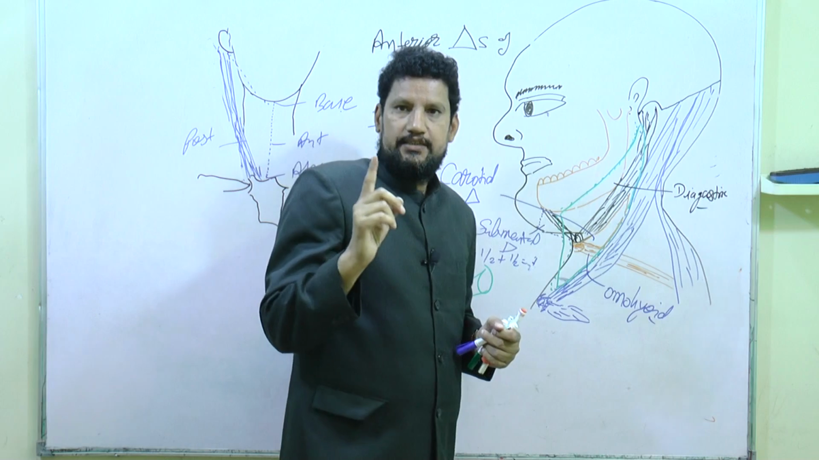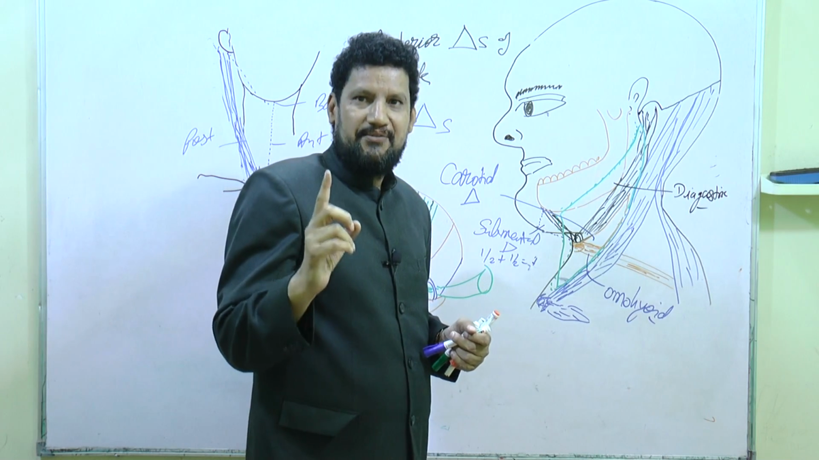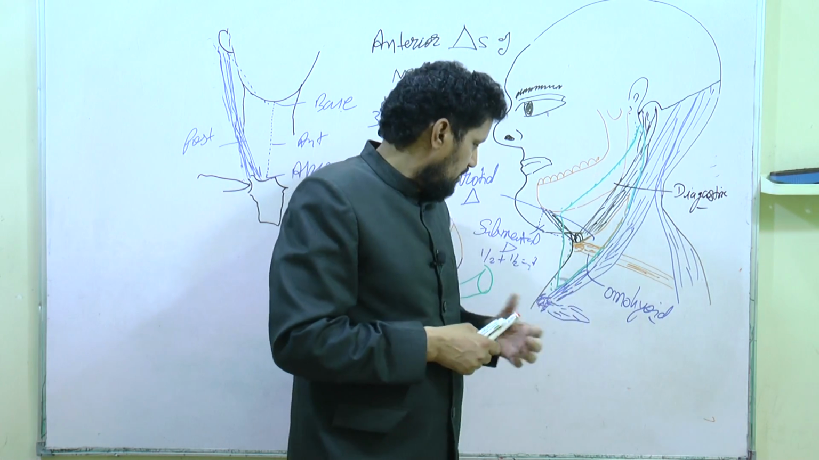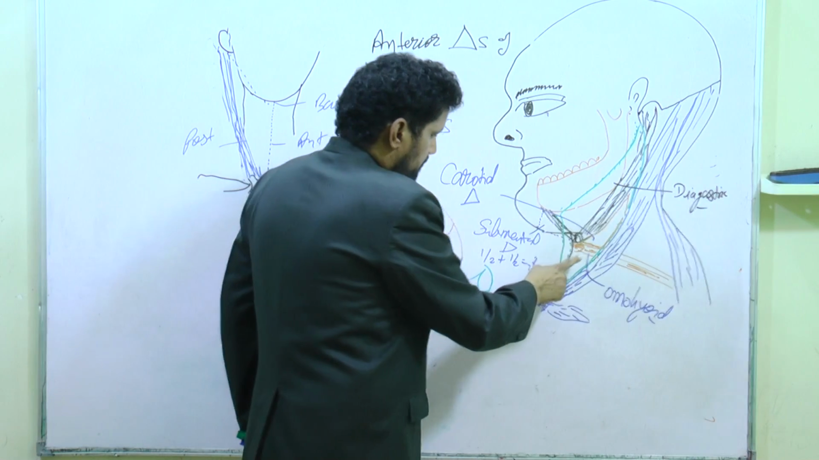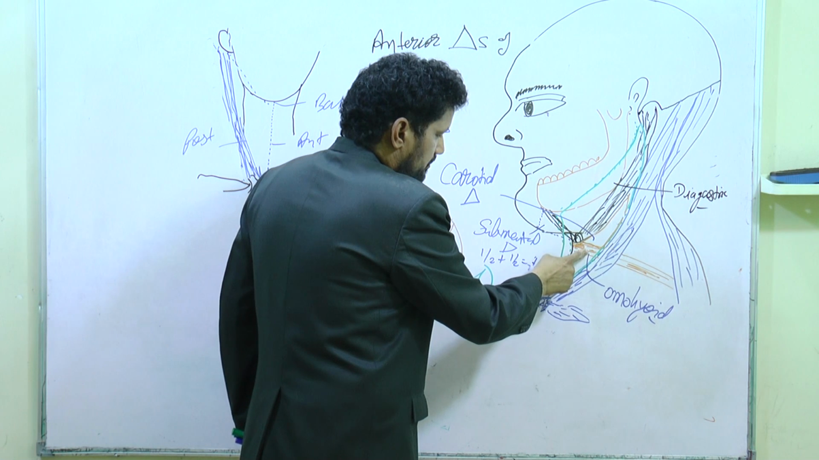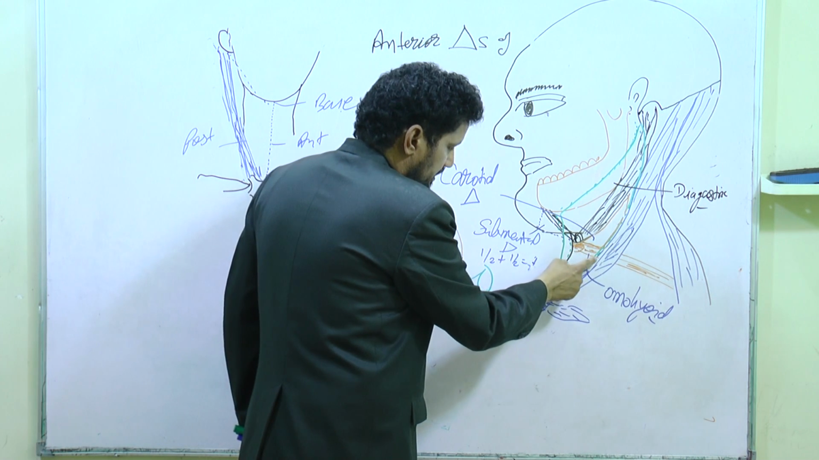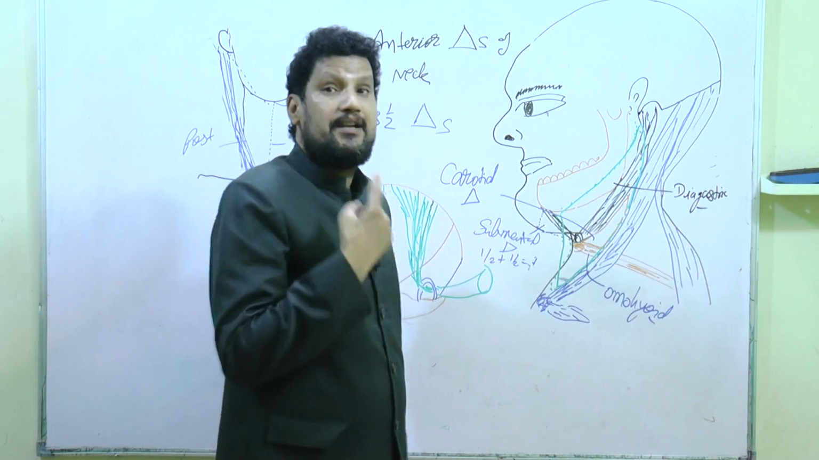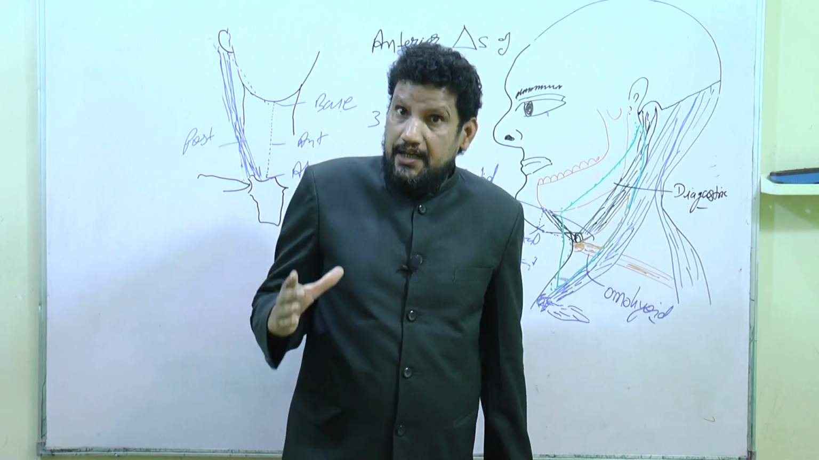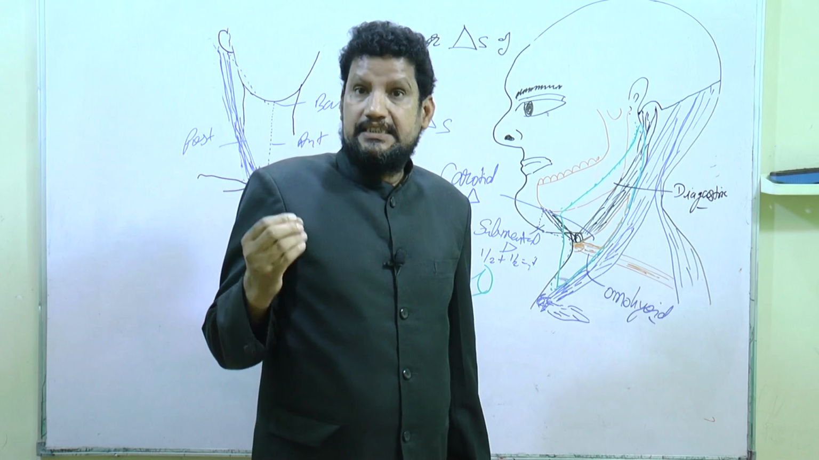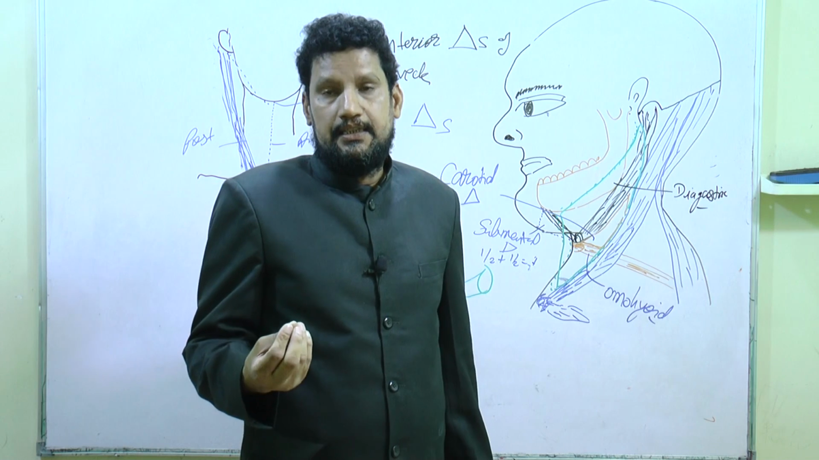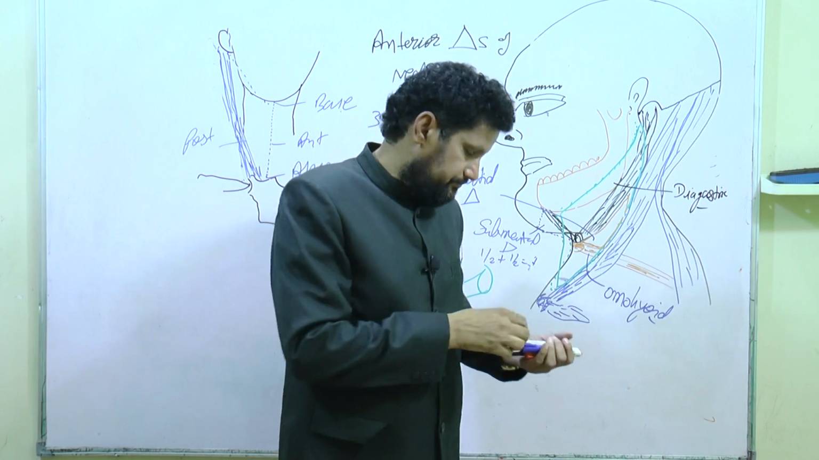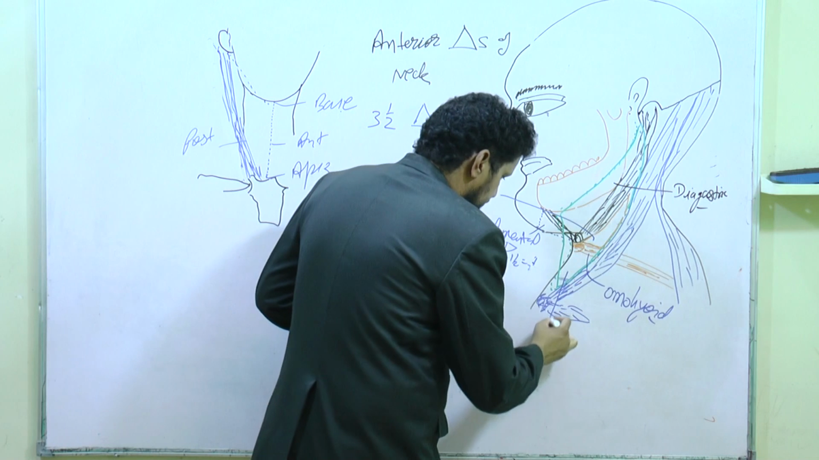Now one more triangle is remaining here. Up to now we have seen 2.5 triangles. This triangle, which is anterior to the lower part of the sternocleidomastoid, is bounded posterior-superiorly by the superior belly of the omohyoid, posterior-inferiorly by the anterior border of the lower part of the sternocleidomastoid, and anteriorly by the anterior median plane. This triangle especially has the strap muscles, the infrahyoid muscles. So the name of the triangle is the muscular triangle.